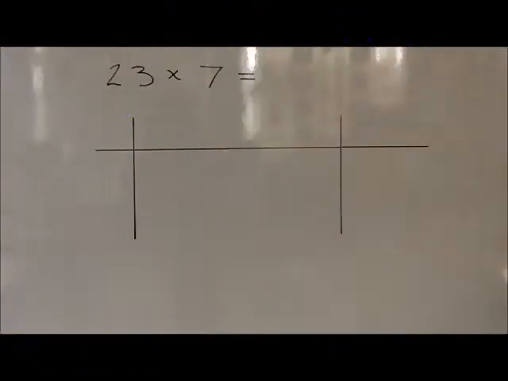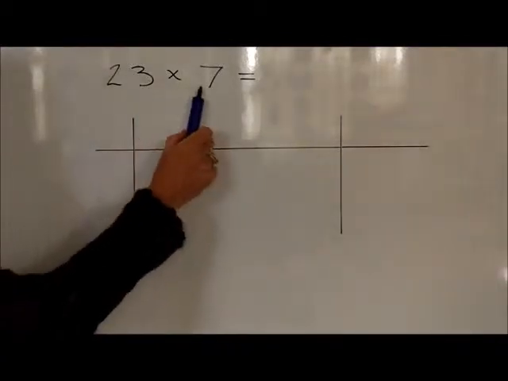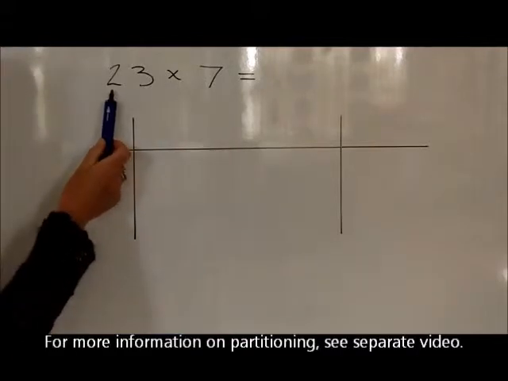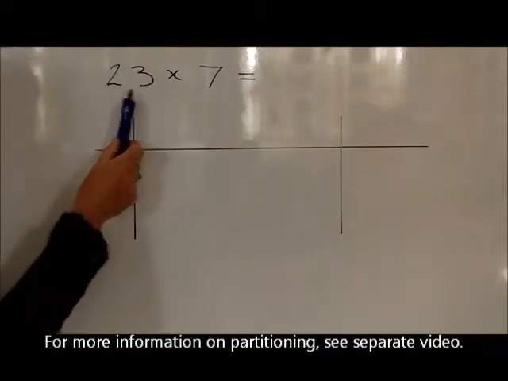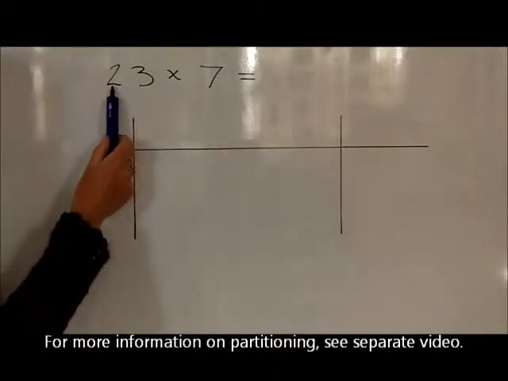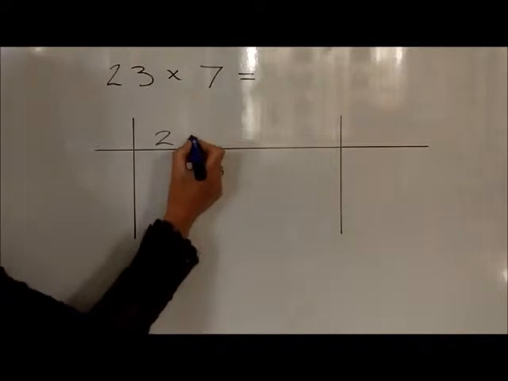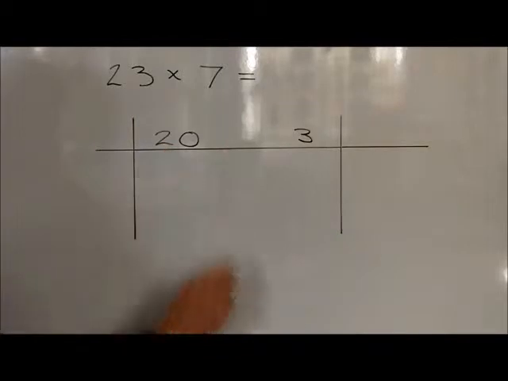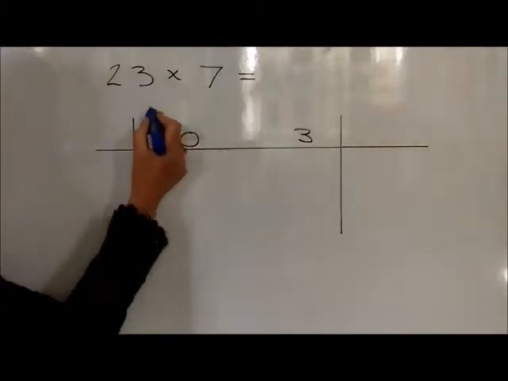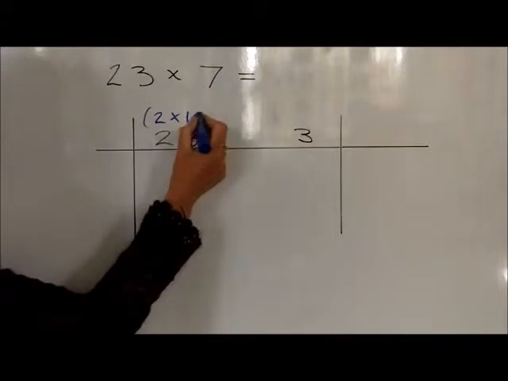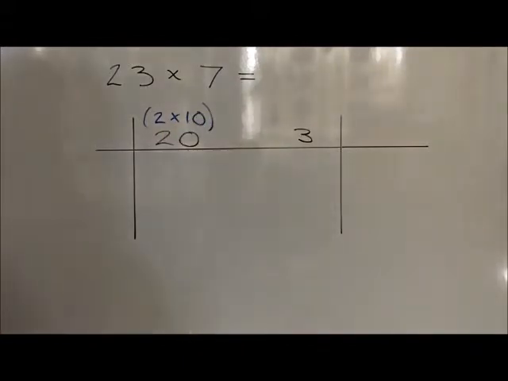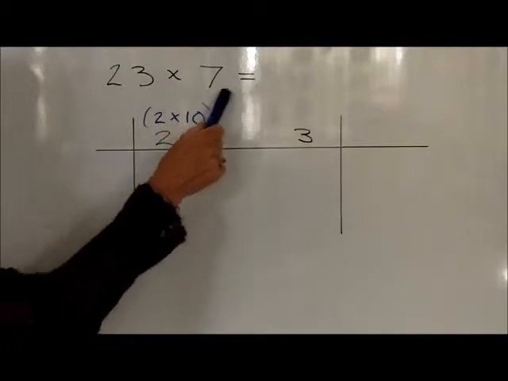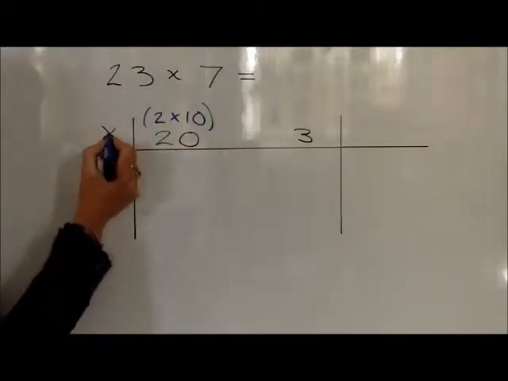In years 4 and 5, children do multiplication by using what they call the grid method. For example, with the question 23 times 7, we would first partition the 23 into 2 tens and the 3 units. So this would partition into 2 tens, which are 20, and 3 units, which are 3. The 2 tens, 20, we can just put above that; this is the same as 2 tens to help carry out the calculation.